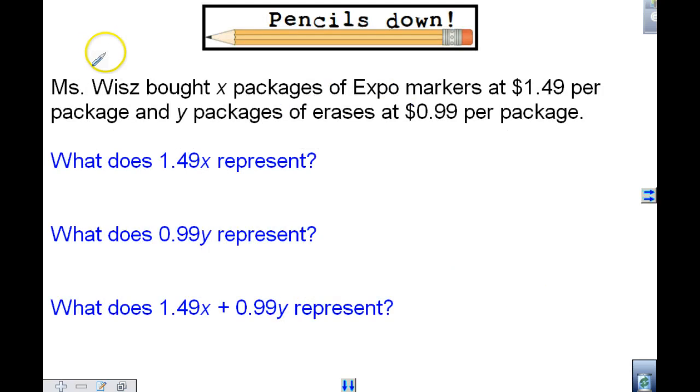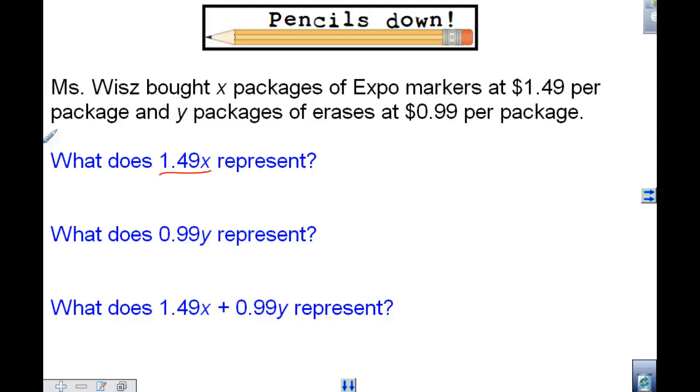Second, can you read a scenario and tell me what different expressions represent related to the scenario? So go ahead and read this. Expo markers are like the markers that you use to write on the board in front of you or on the whiteboard below you. You can erase them, but you can call it a permanent marker.